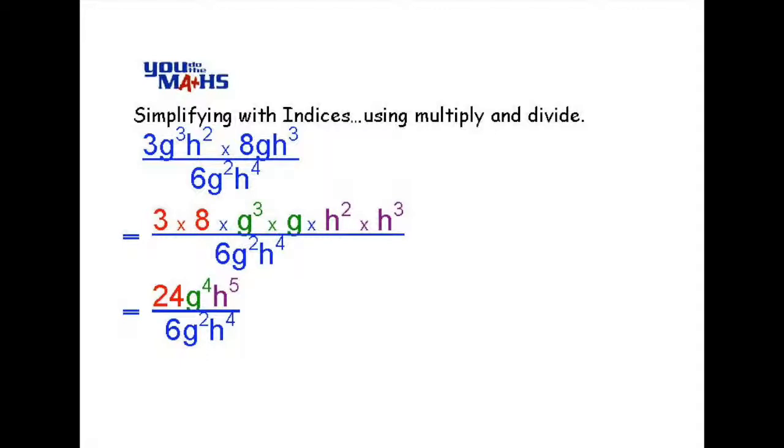g to the power 4 divided by g squared has a common base, so we subtract the indices. 4 take 2 is 2, and with the h's we have a common base, so 5 take 4 is 1, and the result means h to the 1, or just h. We don't need to write the power 1 there. So our final result is 4g squared h, by applying the rules of multiplication across the top line first, and then the rules for division after, to get the final answer.